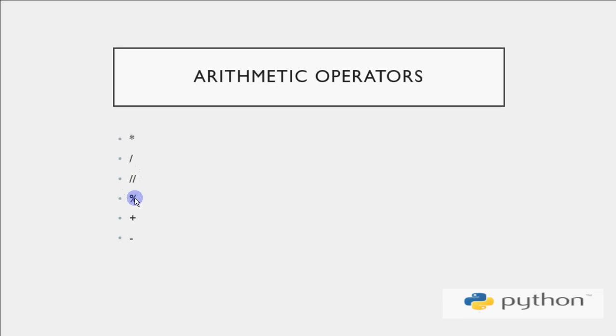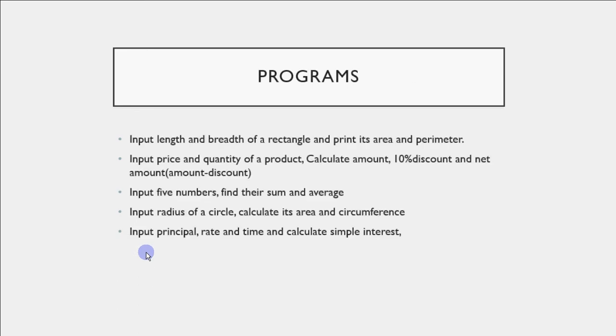And this is the modulus operator, which will give you the remainder. So again, it works with integers only. So if you write mod, it will give you the remainder. So this one gives you the quotient and this one gives you the remainder. Plus simply adds, minus simply subtracts. So these are the basic arithmetic operators we have.